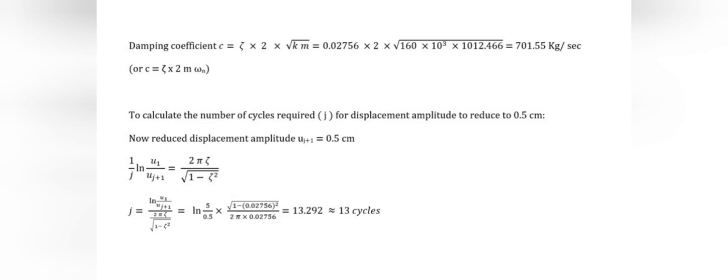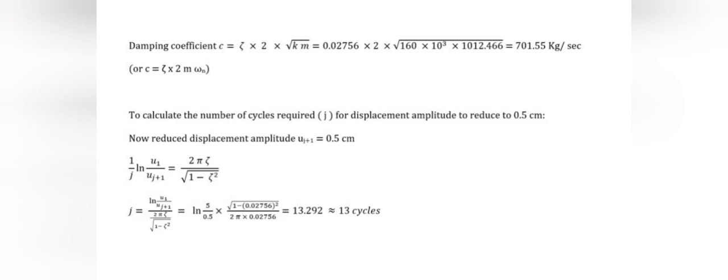Now further we have to calculate the number of cycles required for the displacement amplitude to reduce to 0.5 centimeter. We again represent the number of cycles required by small j. The reduced amplitude is represented by u j plus 1 equal to 0.5 centimeter. We have the relation 1 upon j natural log of u1 upon u j plus 1 is equal to 2 pi zeta upon square root of 1 minus zeta square. So, j will be equal to natural log of u1 upon u j plus 1 upon 2 pi zeta upon under root of 1 minus zeta square.